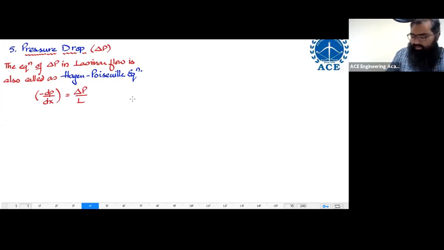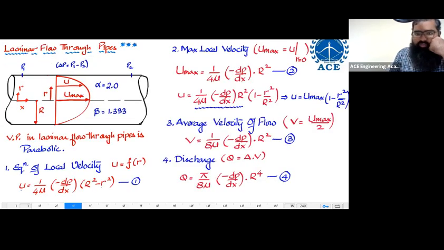I'll give you a hint. Look at the previous slide. You have the formula for average velocity. You have a rough book, feel free to scribble. Write average velocity V is equal to 1 by 8 mu, delta P by L, don't write minus dP by dx now, into r square. So V is equal to 1 by 8 mu delta P by L into r square.